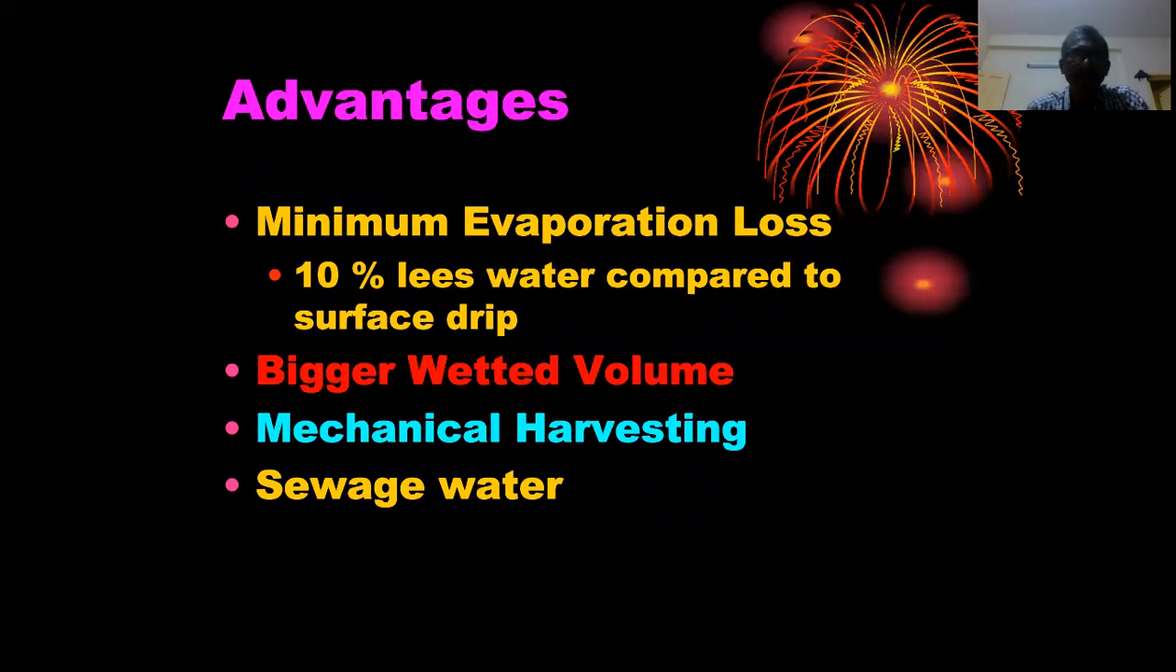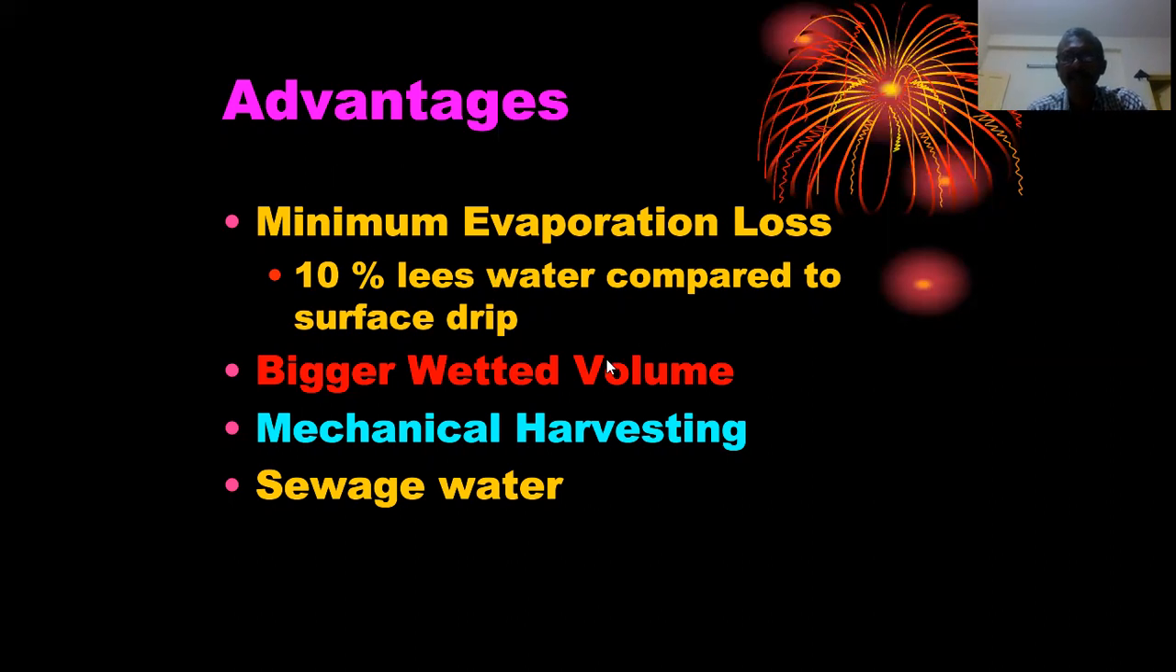We will see now advantages of subsurface drip irrigation. As it is obvious that since the wetting occurs from the bottom, from down towards up, the evaporation loss is minimum. At least 10% less water is saved. At least 10%.